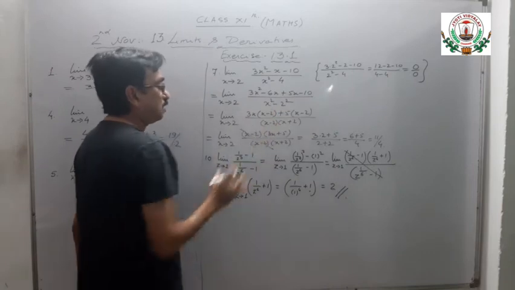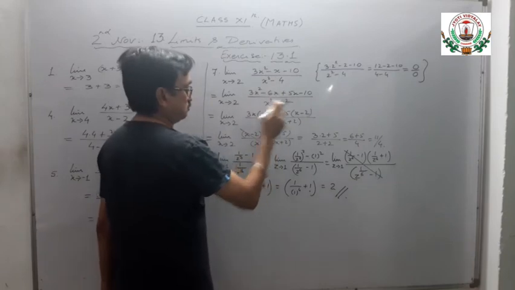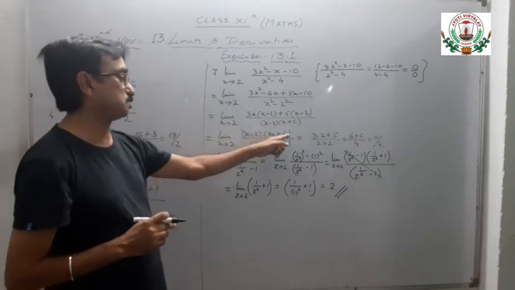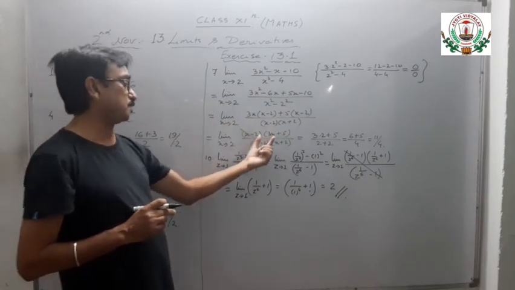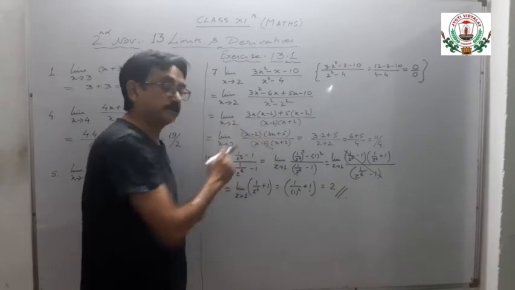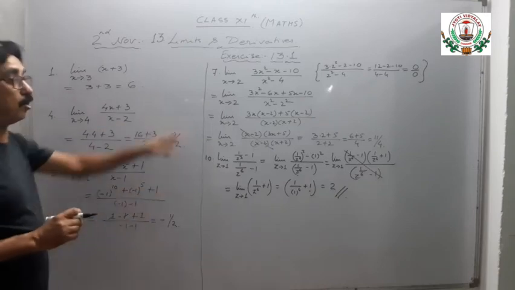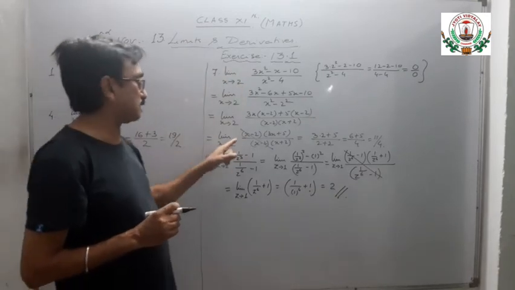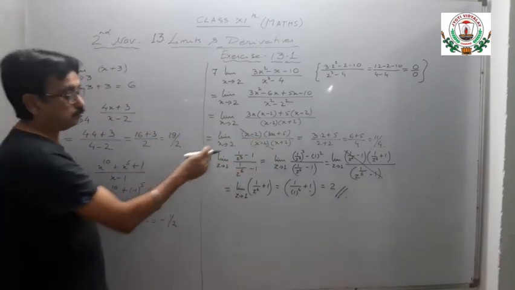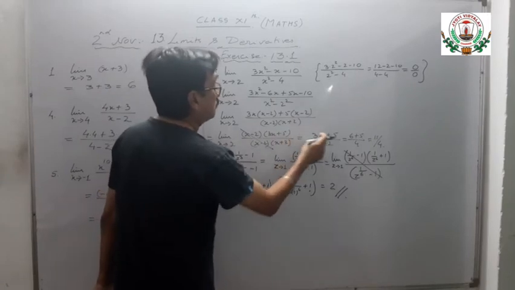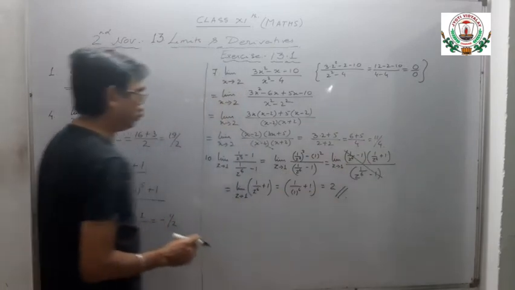I have factorized it: 3x square minus 6x plus 5x minus 10, and the denominator is a square minus b square. So x minus 2 into 3x plus 5 factorizes the numerator, and the denominator is (x minus 2)(x plus 2). The common factor x minus 2 is cancelled out. Now the simplest form of this function becomes limit x tends to 2, (3x plus 5) upon (x plus 2). Now we can substitute x equals 2. So 3 into 2 plus 5 upon 2 plus 2, 6 plus 5 upon 4, 11 by 4.